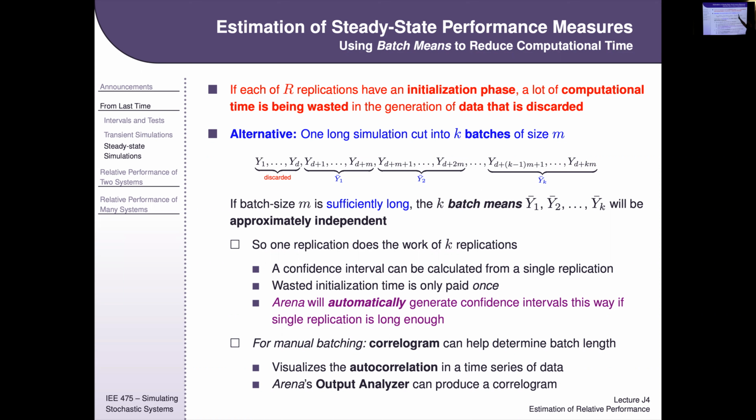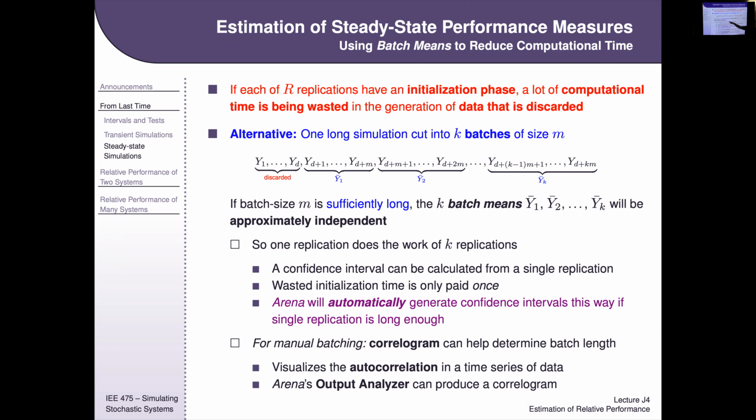If you run a long enough replication in Arena, it will automatically divide up your data collection phase into these batches. Then it will look for correlations from batch to batch. And if it detects that there are no correlations from batch to batch, it will generate a confidence interval for you, even if you've only run one replication. Normally, you can't generate confidence intervals with one replication, but it does because it turns this into a kind of pseudo replication where it's generating replications from a single replication.